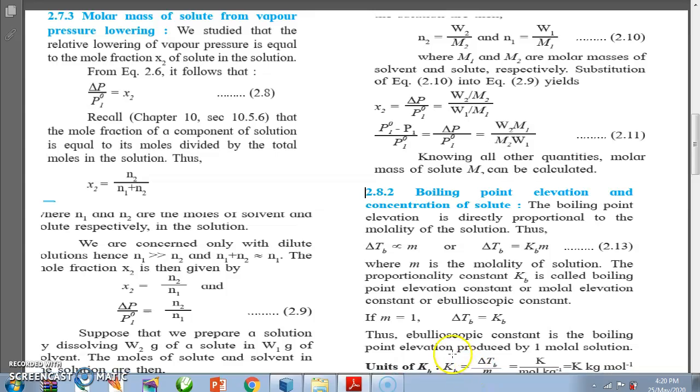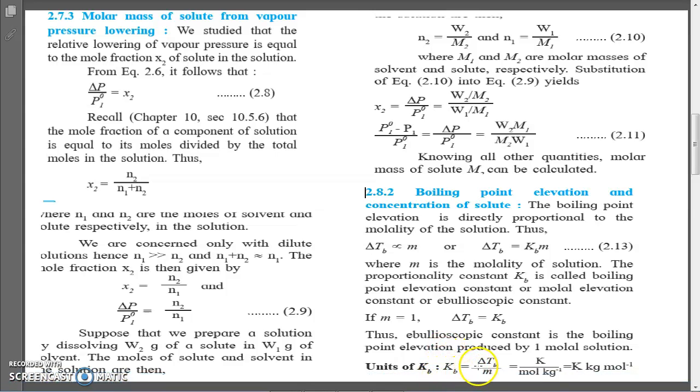What is the unit of Kb? Kb is equal to ΔTb divided by m, the boiling point elevation divided by the molality of the solution. The boiling point is a temperature, which is measured in Kelvin, and molality is in mole per kilogram, so mole kilogram raised to -1. Kb, the ebullioscopic constant, has the unit Kelvin kilogram mole raised to -1.